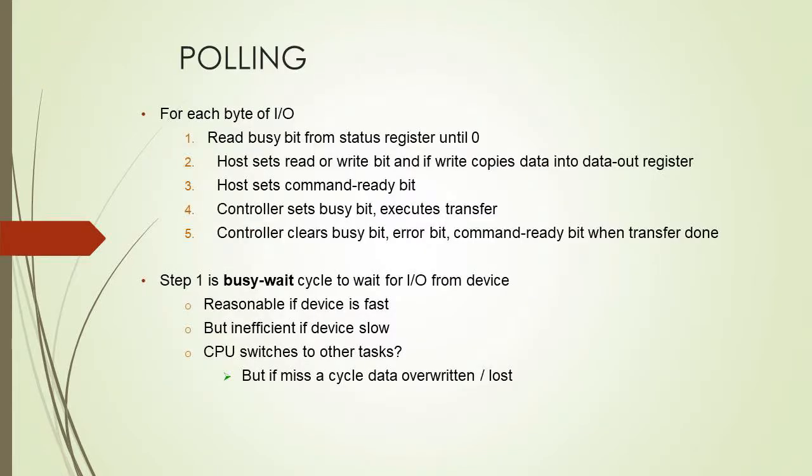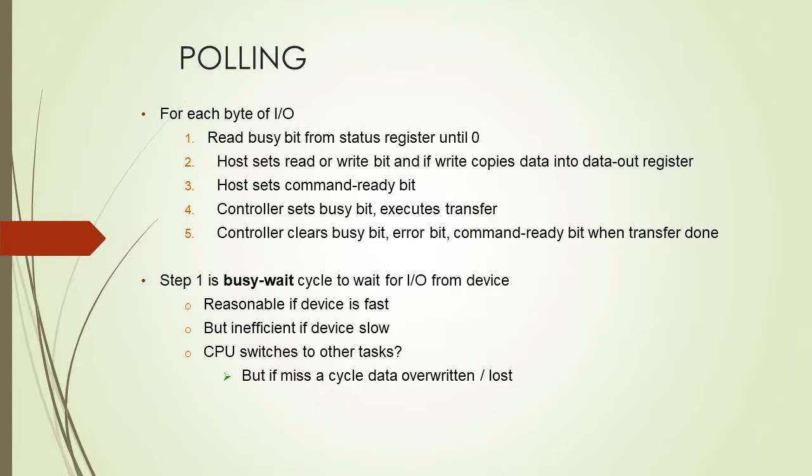Polling for each byte of I/O: read the busy bit from the status register until it is 0. The host sets the read or write bit, and if write, copies data into the data-out register. The host sets the command-ready bit. The controller sets the busy bit and executes the transfer. The controller clears the busy bit, error bit, and command-ready bit when the transfer is done. Step 1 is a busy-wait cycle to wait for I/O from the device.